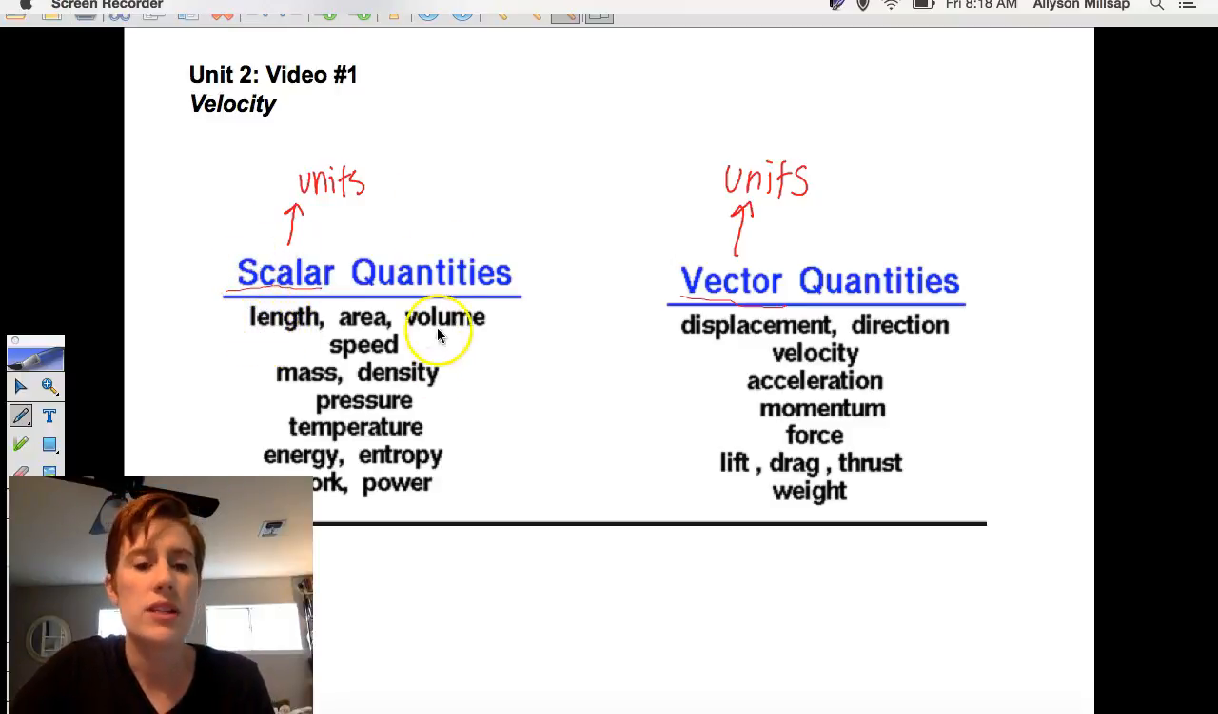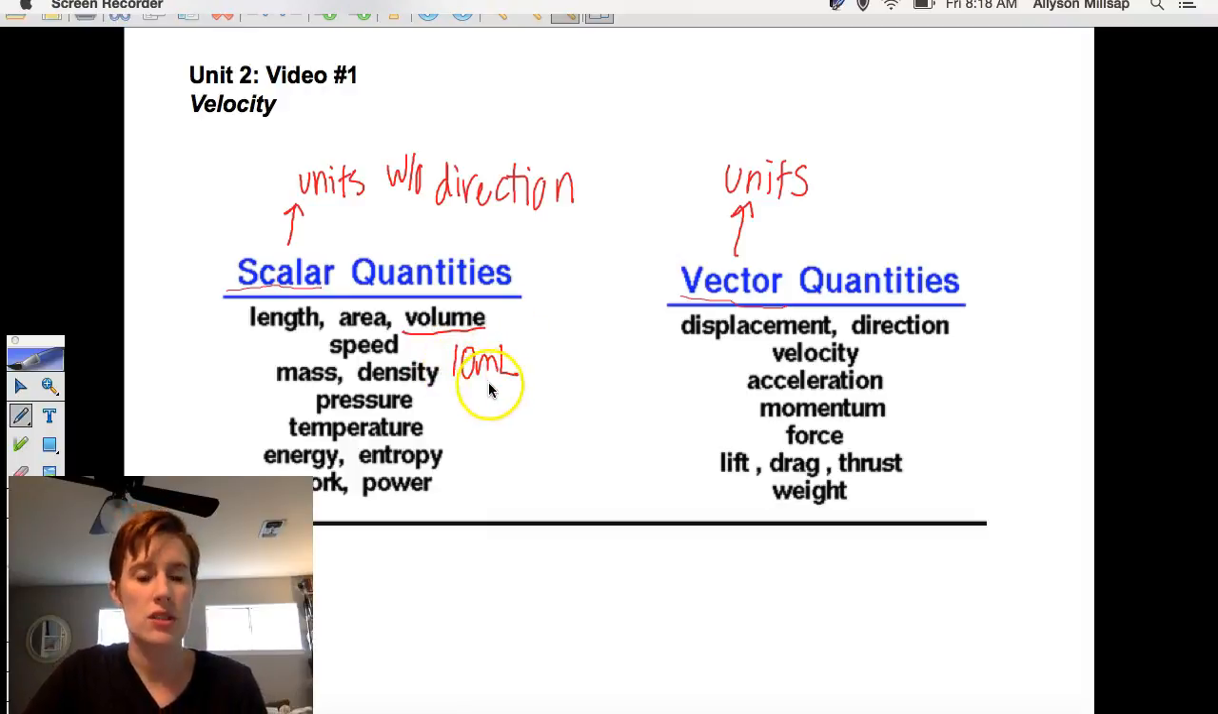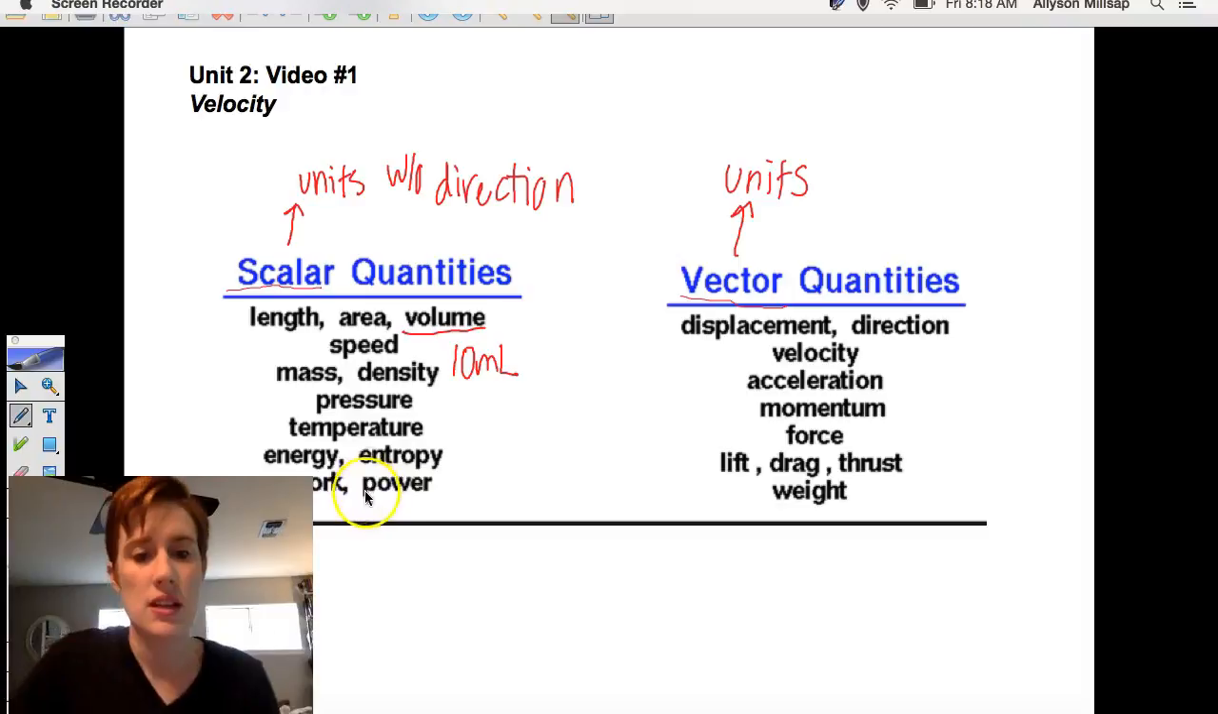So a scalar quantity is a quantity that uses units without direction. There's no direction listed in the quantity. For example, volume. An example of volume would be like 10 milliliters. Milliliters is a unit of volume. And notice that I don't put a direction about the milliliters. I don't say, here's positive 10 milliliters or here's negative 10 milliliters. I just say 10 milliliters. So there's no direction listed.